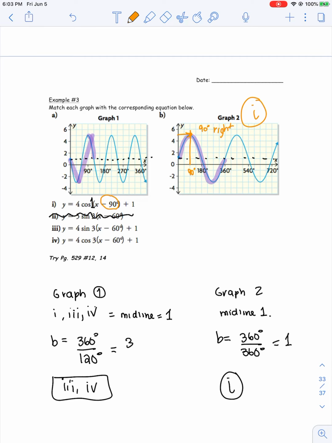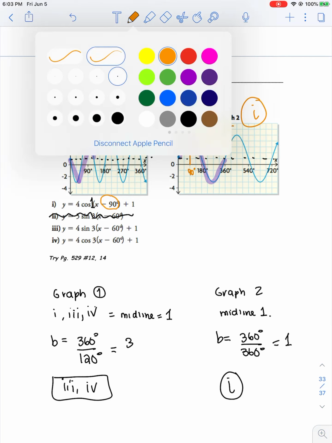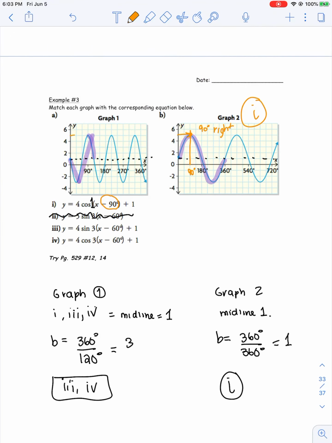And now let's look at cos versus sine. So cos, remember, the maximum should always be on the y-axis, and if you look, the maximum occurred right at 90. So that doesn't match the values that I have right here, so that means it can't be graph number 4.